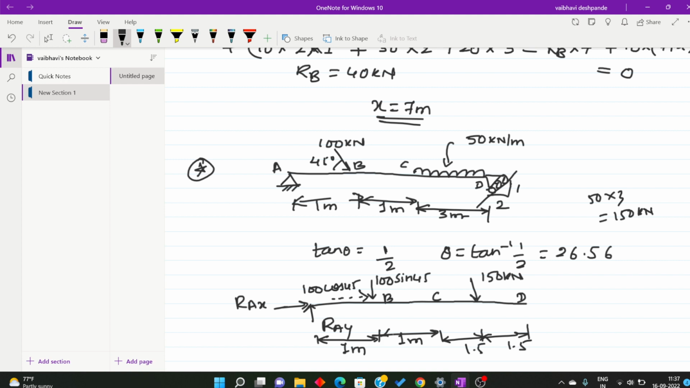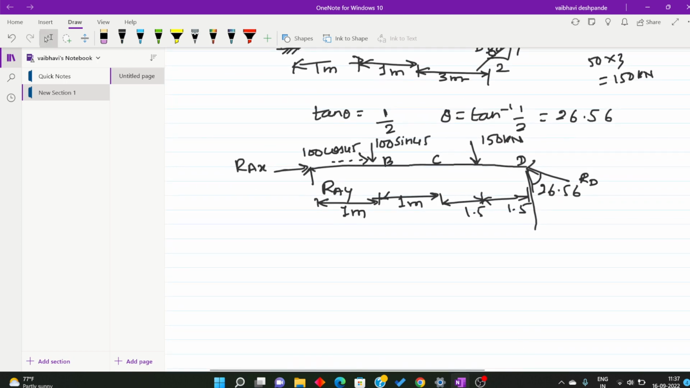Then we have to take the reaction at point D. This is RD, and the angle we have found out is 26.56. In the sphere problems we have seen that the angle the plane makes with the horizontal, the normal to that plane will make the same angle with the vertical. So this RD is making an angle of 26.56 with the vertical. Once you do this much, this is very important. Once we do this much, then it is very simple.